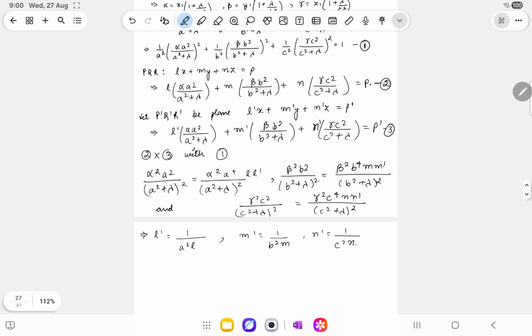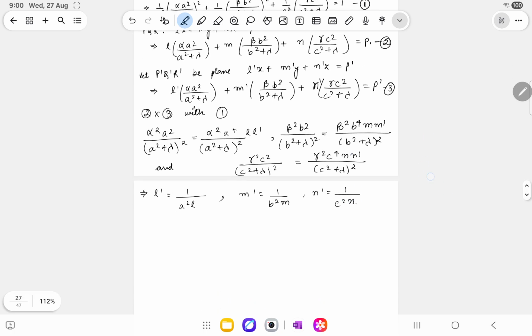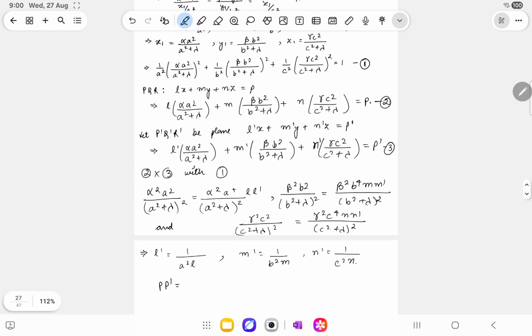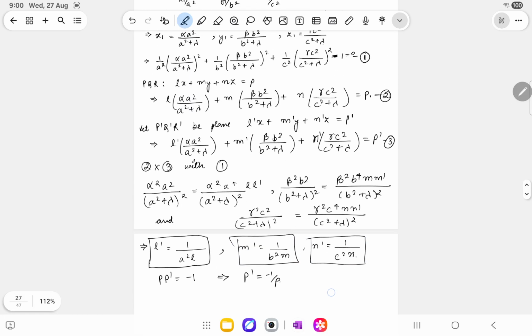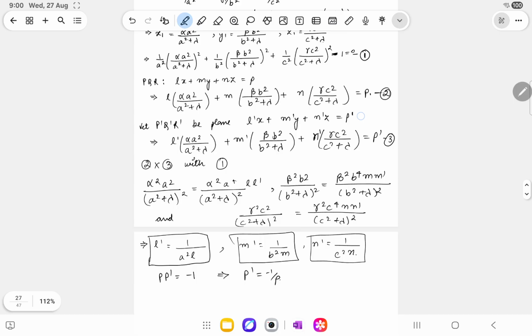Also from here, if I multiply 2 and 3, my constant term will be basically p dash, and in 1 my constant term, if I take this term on the left hand side, it will be minus 1. So if I equate these two, I'll get my p dash as minus 1 by p. So basically I got the values of l dash, m dash, n dash and p dash, and I can substitute in the plane which we have assumed, that is star.